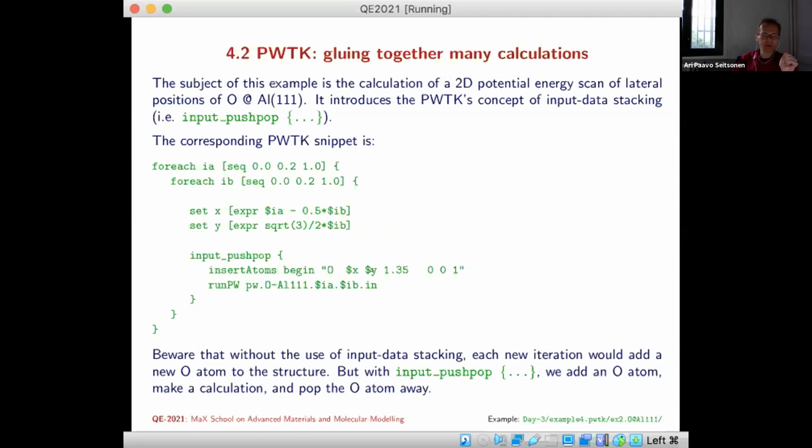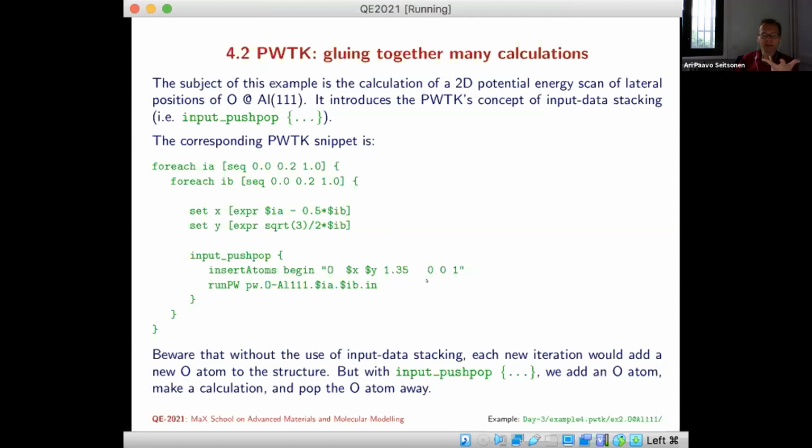So you give the three coordinates, no matter in which units, and then you can put three values, which are either 0 or 1. 0 means you fix this coordinate, 1 means you relax this coordinate. So these are three integers. You can leave them out, which means relax all of them.